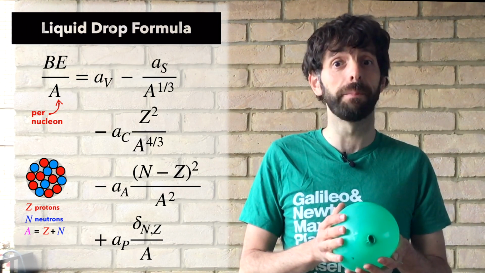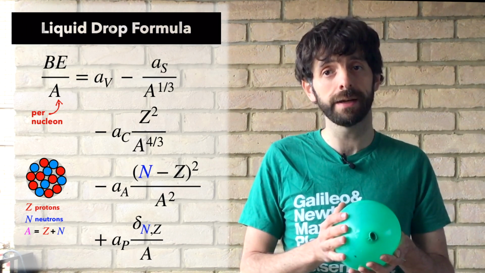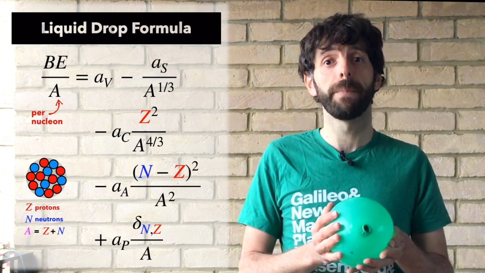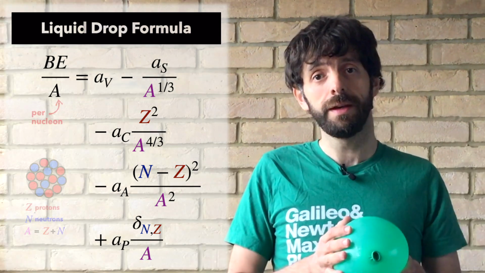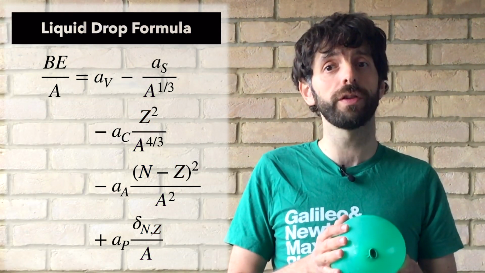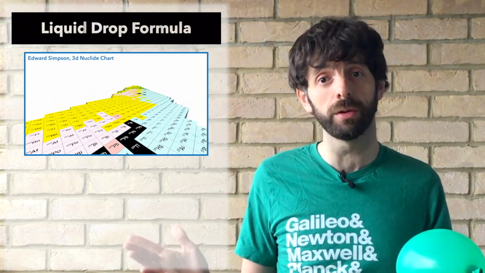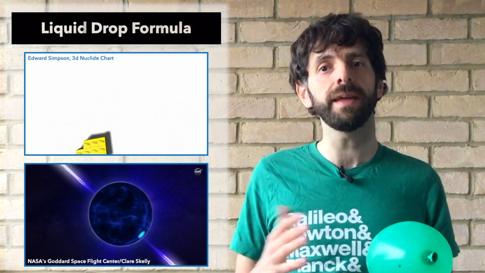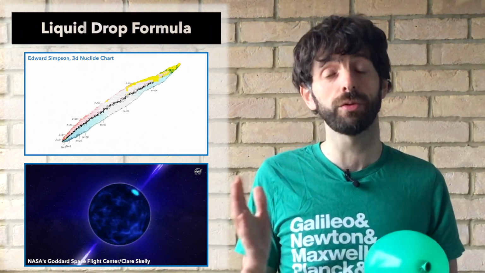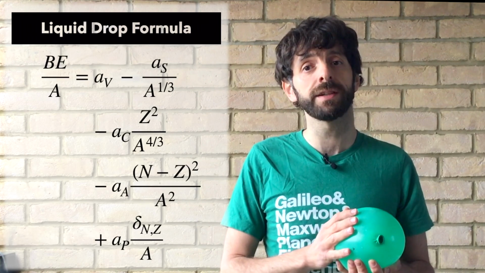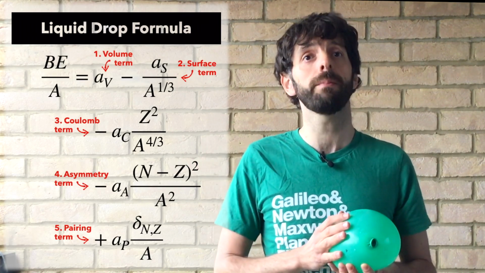The formula gives the binding energy per nucleon as a function of neutron number n and proton number z. The mass number A is the sum of n and z. In your activity later on, you will explore the uses of this formula, which range from predicting the properties of yet undiscovered nuclei to providing the properties of the densest astronomical objects ever discovered, neutron stars. The binding energy formula has 5 different terms, and I will now describe them one by one.